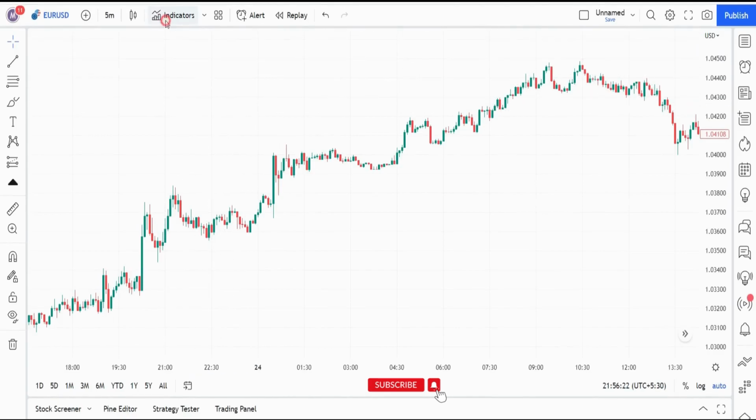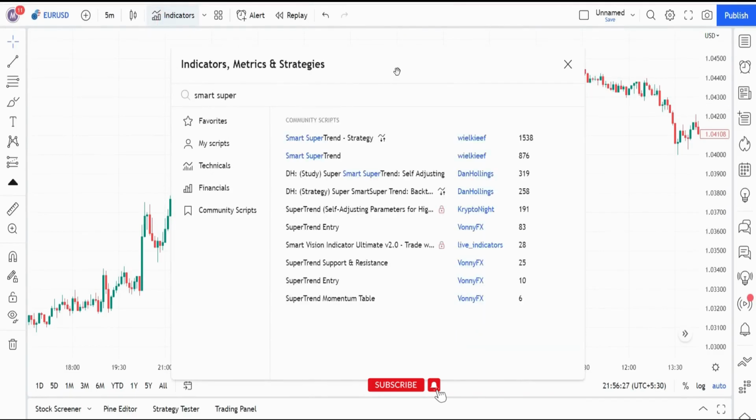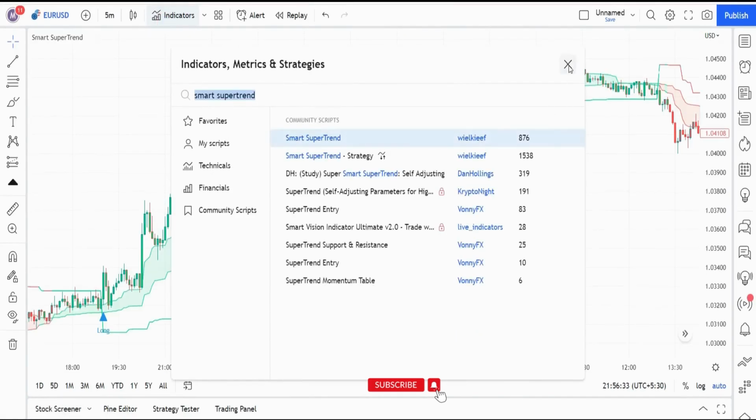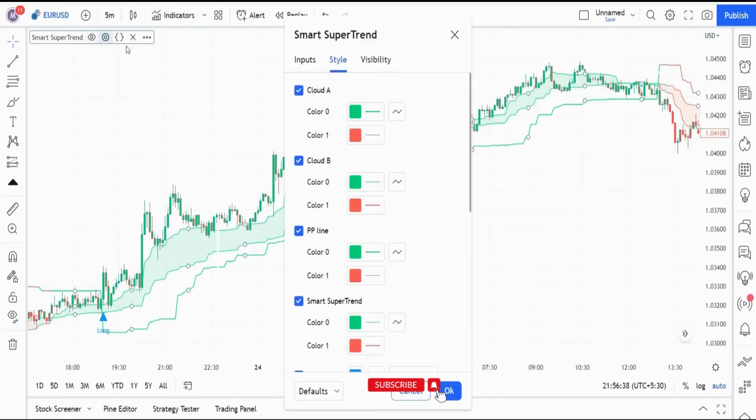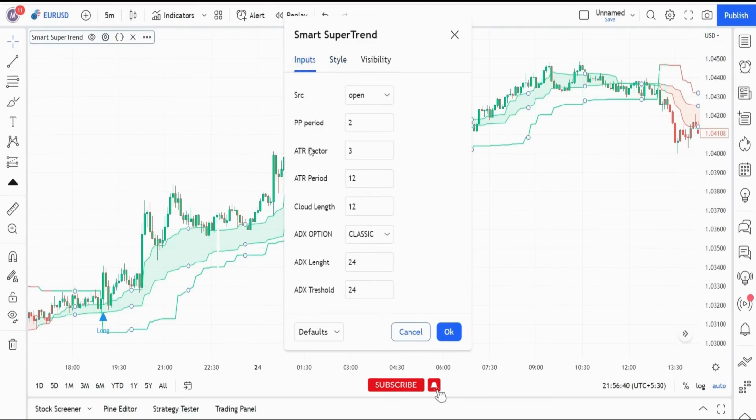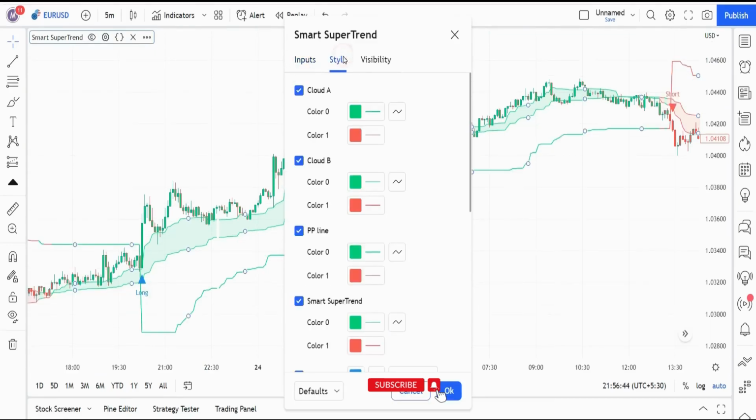In the Indicators tab, search for Smart Super Trend and apply it to your charts. Open the settings of this indicator by clicking on the gear icon. First, in the Inputs tab, change the ATR factor to 6. Then go to the Style section, and follow my steps.